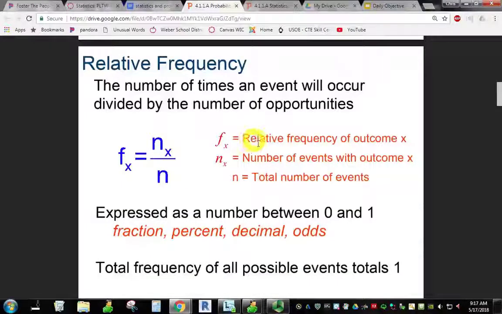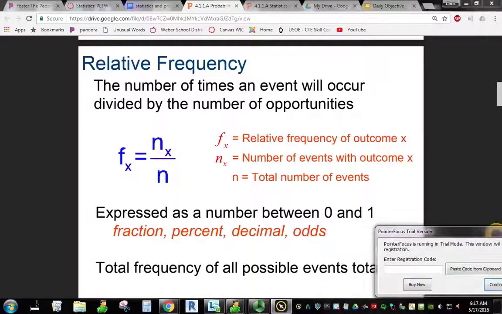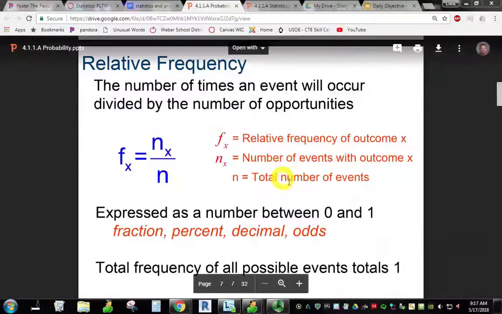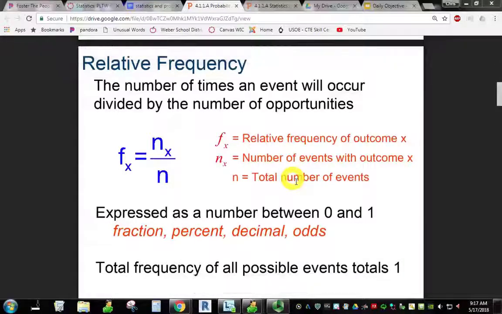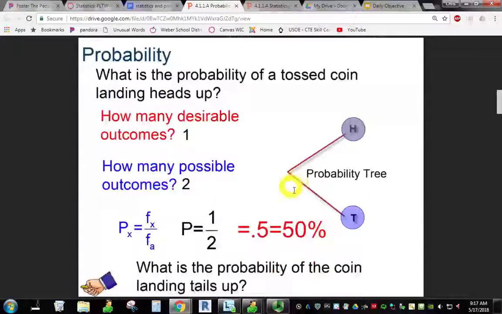F of x, or my frequency of outcome x, is equal to the number of events with outcome x, so like I said, 27 times, and n is our total number of events, or the total number of times I flipped it. So go ahead and write that simple one out. 50 coin tosses, 27. Go ahead and find out your frequency.